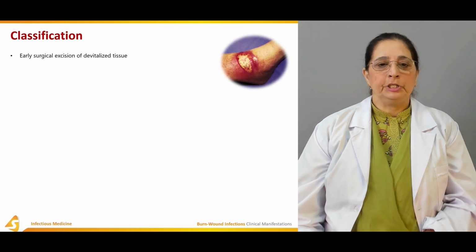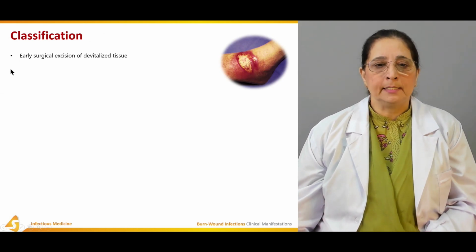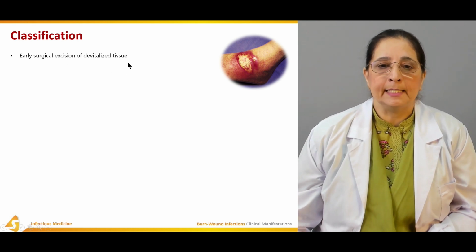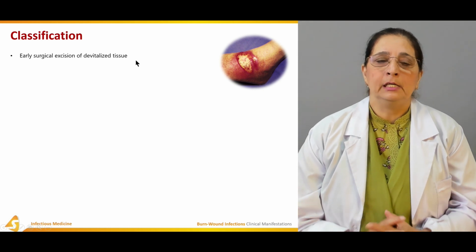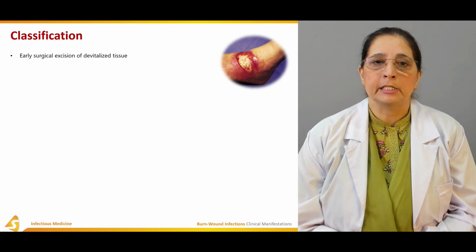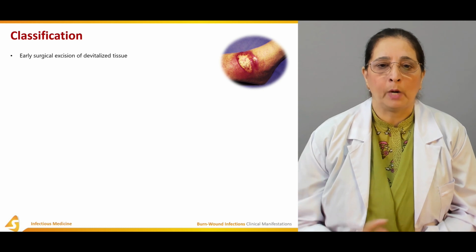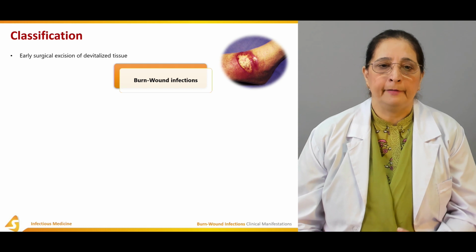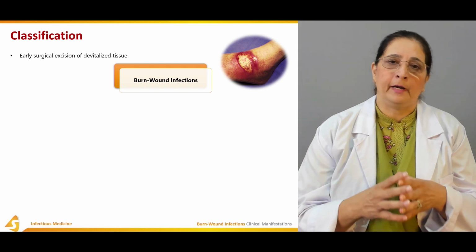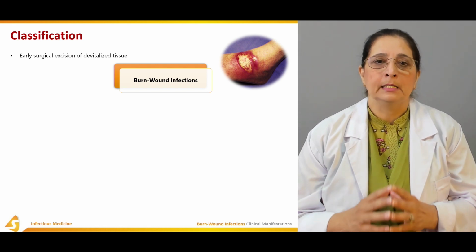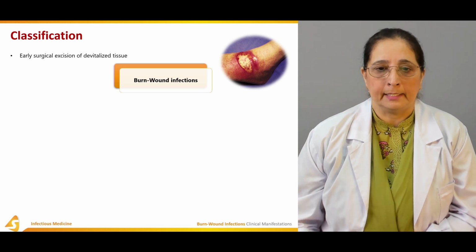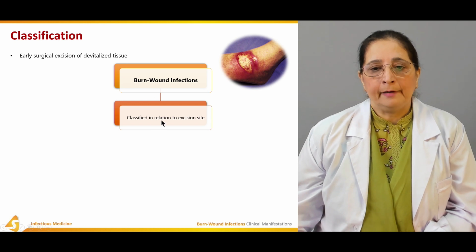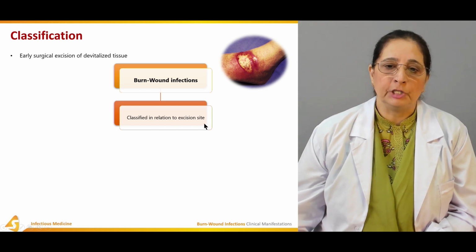Now classification: early surgical excision of devitalized tissue. So surgical debridement or surgical excision of the devitalized tissue. Burn wound infections are classified into different types based on that excision. So burn wound infections are classified in relation to excision site.